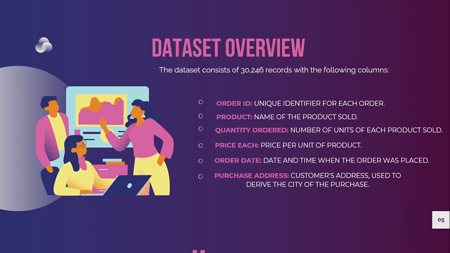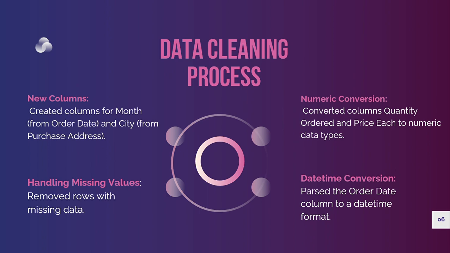Here's an overview of the dataset. In total, it contains 30,246 records. The key columns in the dataset are order ID, that is a unique identifier for each order; product, that is the name of the product sold; quantity ordered, number of units of each product sold; price each, price per unit of product; order date, date and time when the order was placed; purchase address, the customer's address used to deliver, including the city of the purchase.